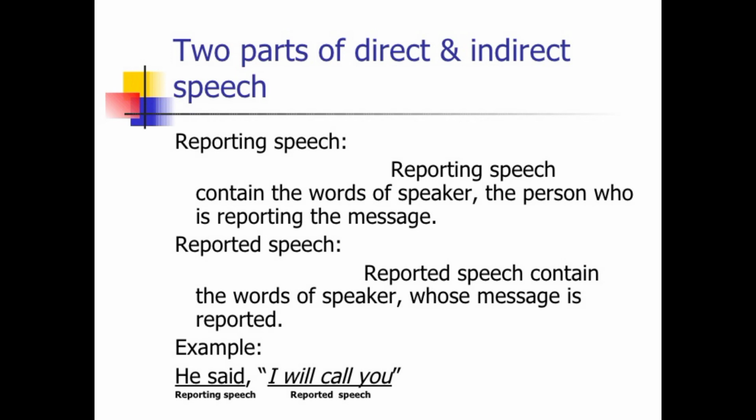Now look into this, that he said, then a comma is coming, and after that inverted commas are there, but within these inverted commas you can see that something is written. The words of the speaker, meaning that he has said something. So this is, I will call you. This is the reported speech and it is called the direct speech also. The message is given in the direct speech. So I hope it's clear.